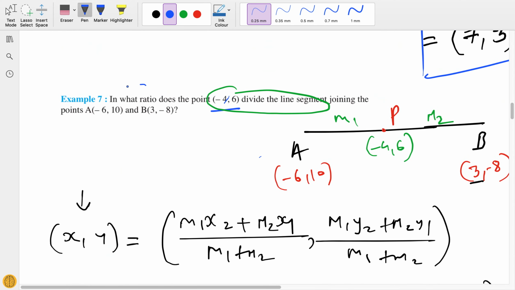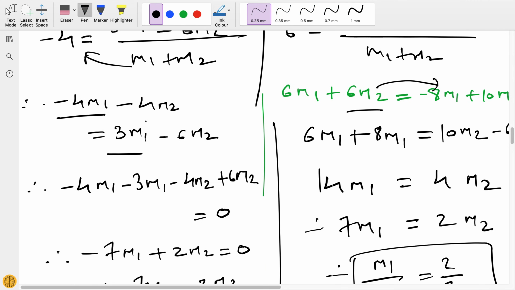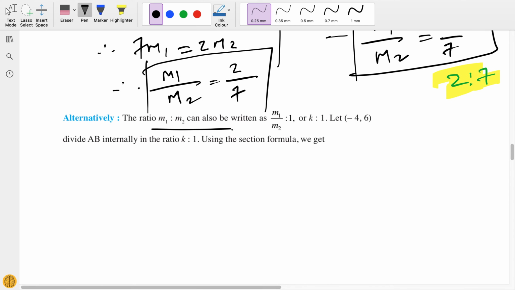So in what ratio does the point divide this? The ratio answer is 2 is to 7. Okay, let's move on to something more specific in this question.